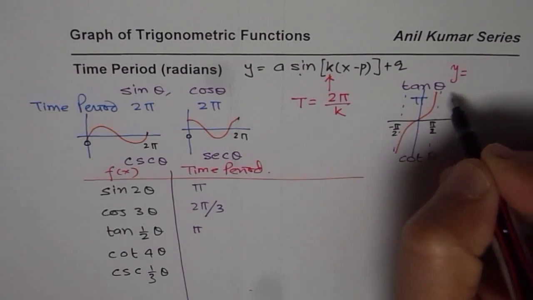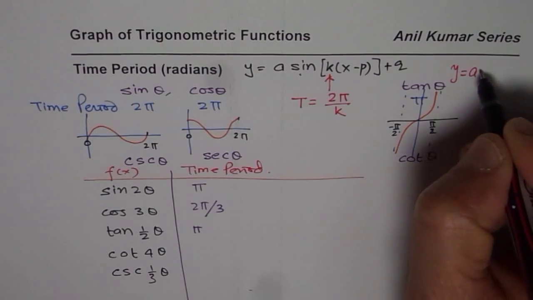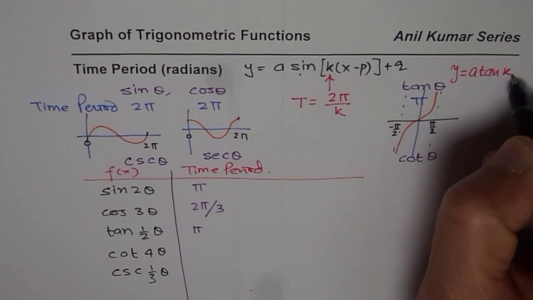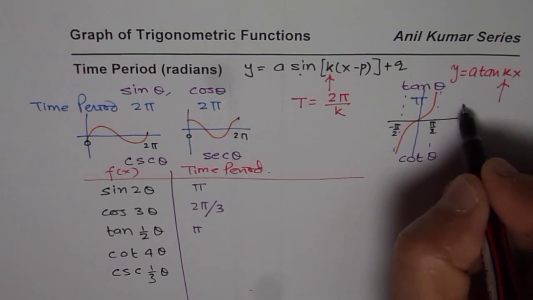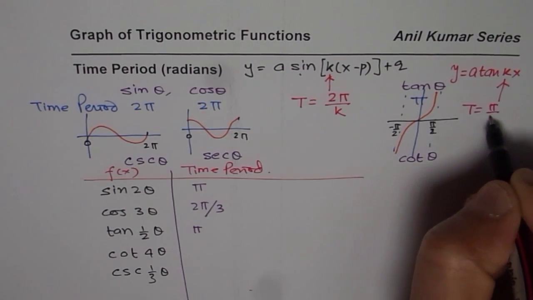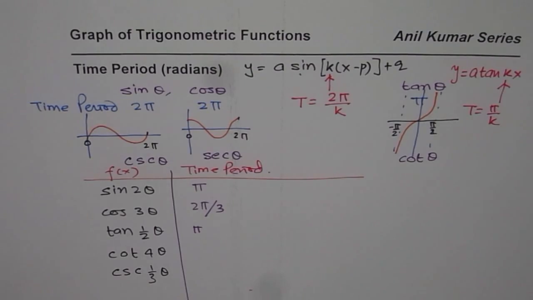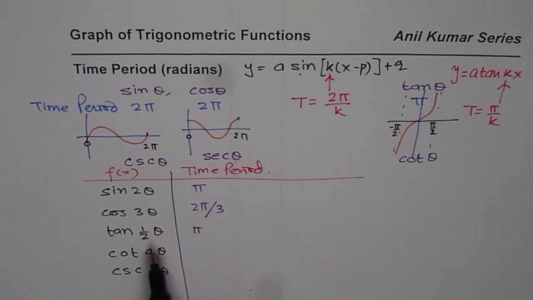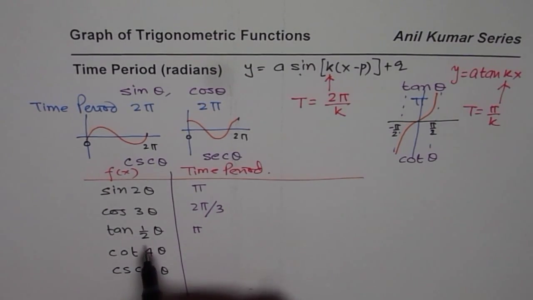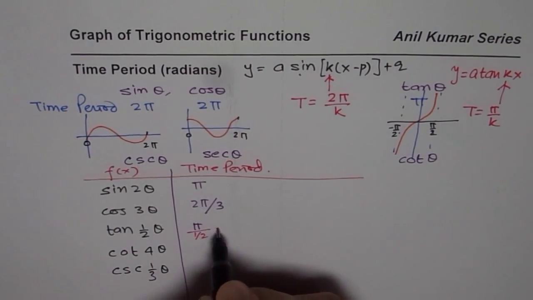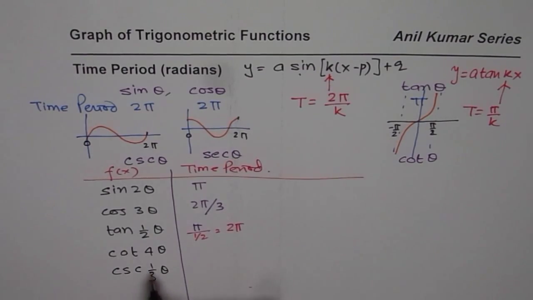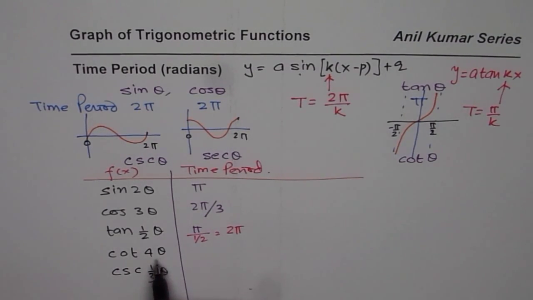So in this particular case, let me write down the equation separately here. When we talk about tan, we'll consider tan kx for the time being. In that case, the time period is equal to pi by k, not 2 pi by k for tan, okay? So here for tan, it will be pi by half, right? That is 2 pi.